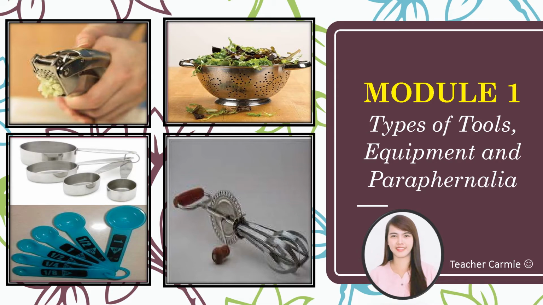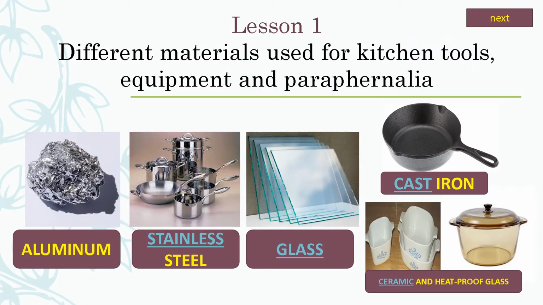So for today, we will talk about your module for third quarter, which is the commercial cooking exploratory. Module 1 talks about types of tools, equipment, and paraphernalia. Okay, let's move on to the first lesson, which is different materials used for kitchen tools, equipment, and paraphernalia.